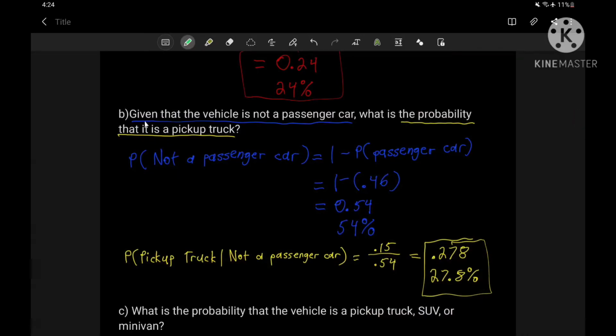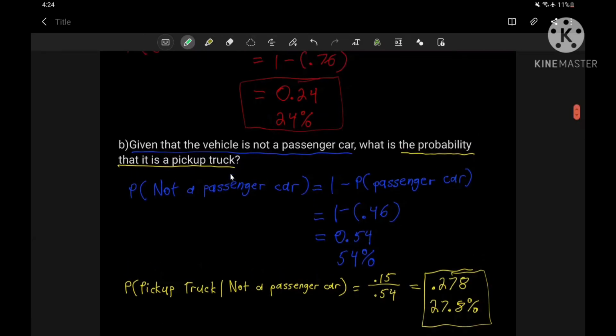Alright, in part B, it's asking, given that the vehicle is not a passenger car, what is the probability that it is a pickup truck? Well, at first it says, given that the vehicle is not a passenger car. It's given that we should know what the probability of not a passenger car is. So it's 1 minus the probability of the passenger car, because, well, yes plus no equals 100%.